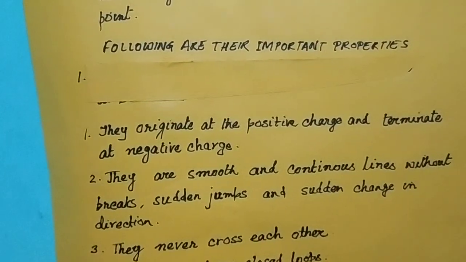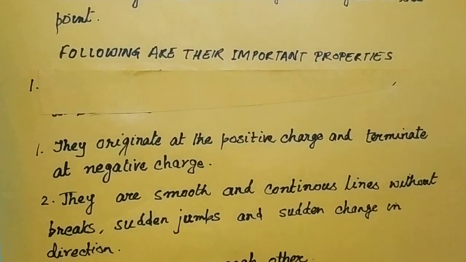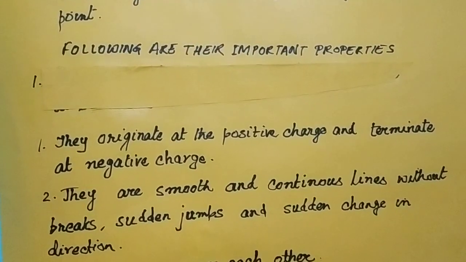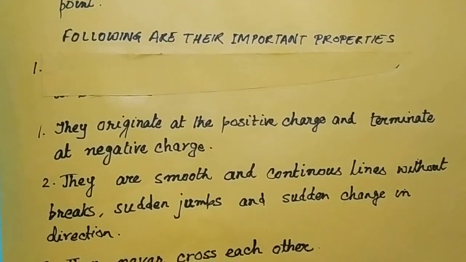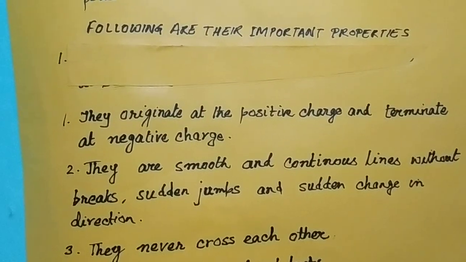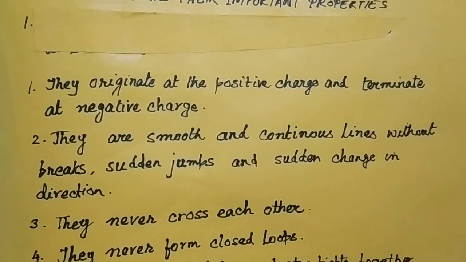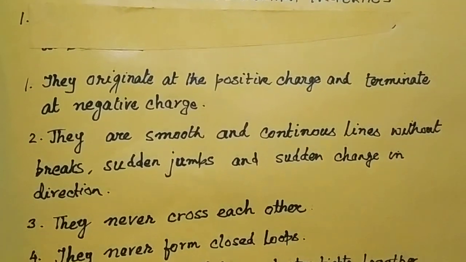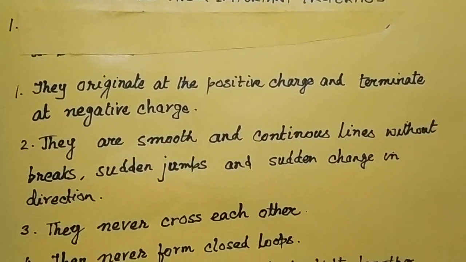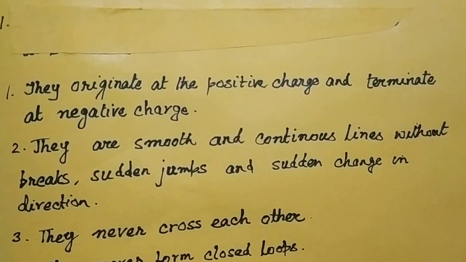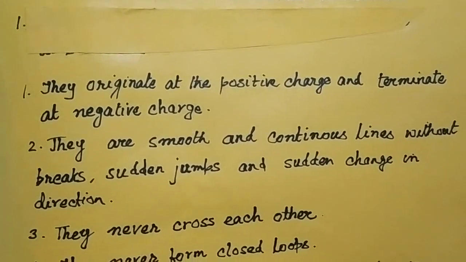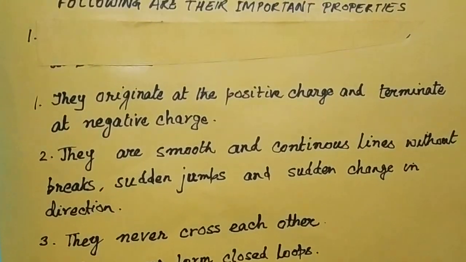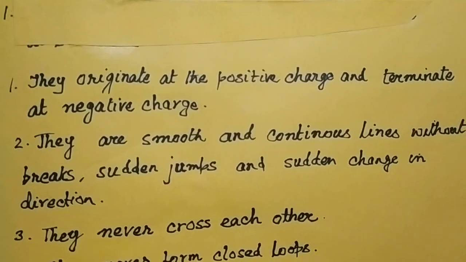Certain rules are employed to draw electric field lines in a given region. These rules can also be called the properties of electric field lines. Now, electric field lines have the following properties. Number one, they originate at the positive charge and terminate at the negative charge. Every electric field line must start at a positive charge and end on a negative charge. That means electric field lines cannot start or end anywhere else.